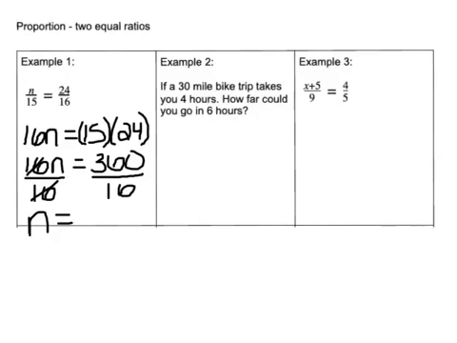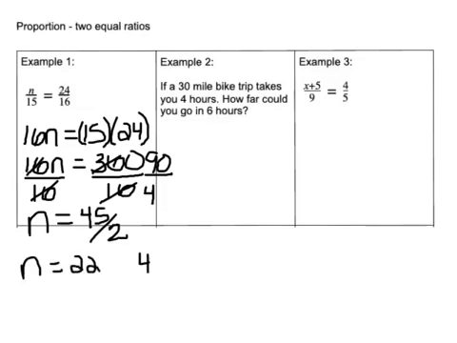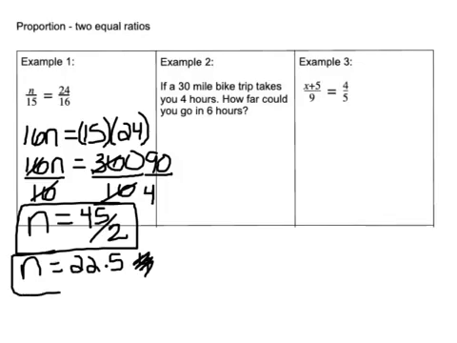Let's reduce that. 16 is divisible by 4, and 360 is also divisible by 4. It's 90, so 90 over 4. We can reduce again to 45 over 2, which, if you want to turn it into a decimal, is 22.5. So either way, you can leave your answer.